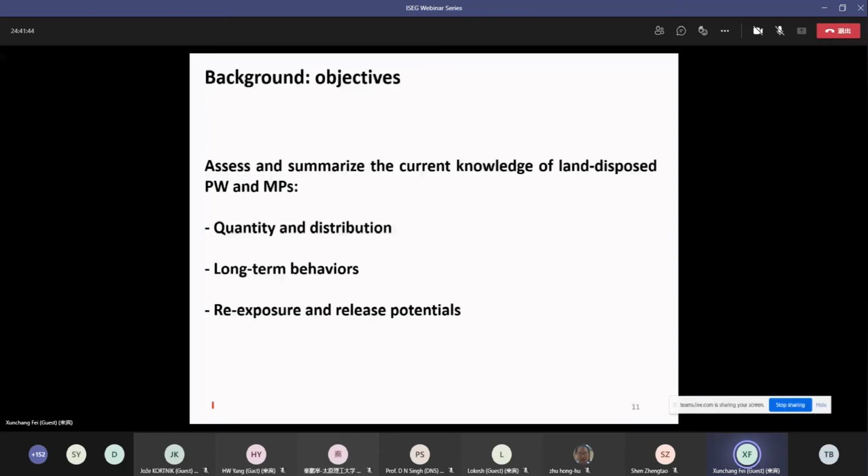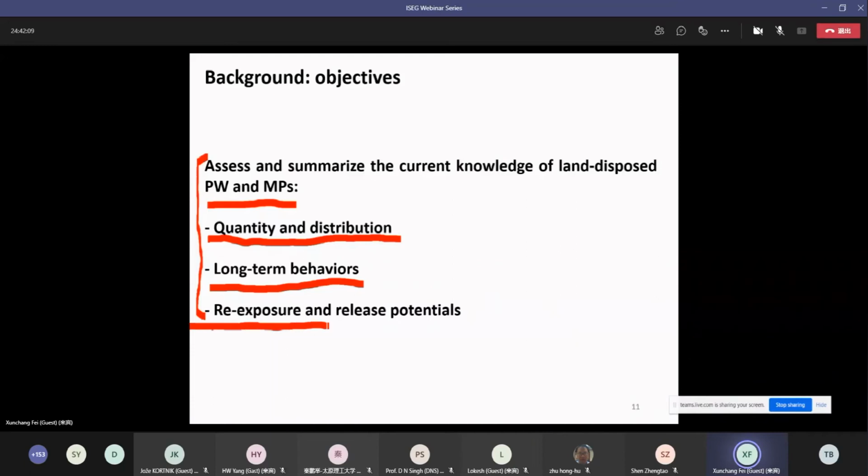All right, so let me summarize again briefly. The objective of this talk over the next 20 minutes is to assess and summarize the current knowledge of land-disposed plastic waste and microplastics. My focus will be on three things: the quantity and distribution of plastic waste in landfills, its long-term behaviors, and then I will try to evaluate the re-exposure and release potentials of plastic waste and microplastics to the environment from land disposal sites.